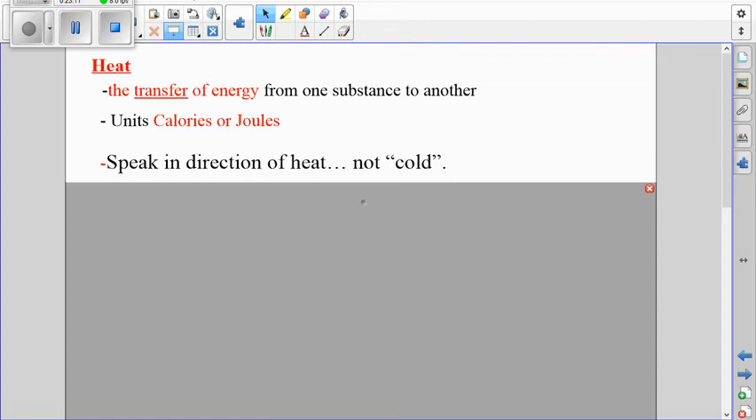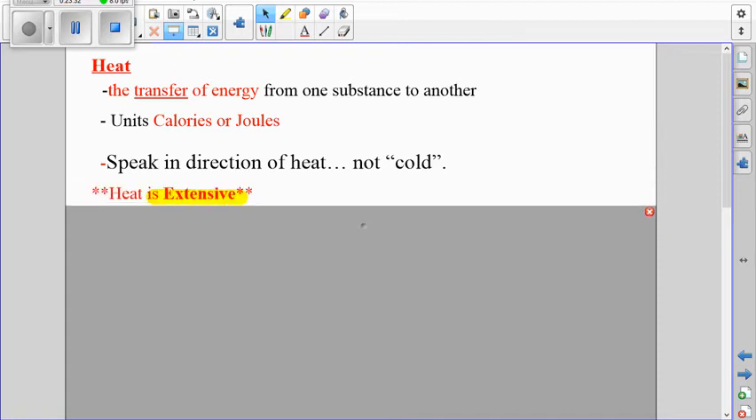And from now on, this is very important to me, you will speak in a direction of heat, not cold. Okay? Not cold. You will speak in a direction of heat. And I'll explain what I mean by speaking in terms of heat. We talk heat. We don't talk cold in this class. And heat is extensive, by the way. It does depend on how much stuff you got.